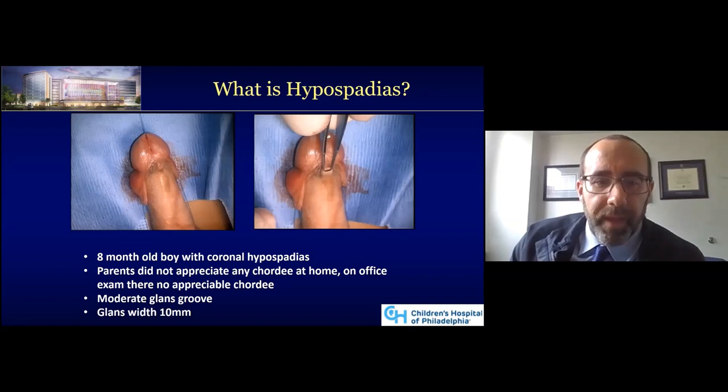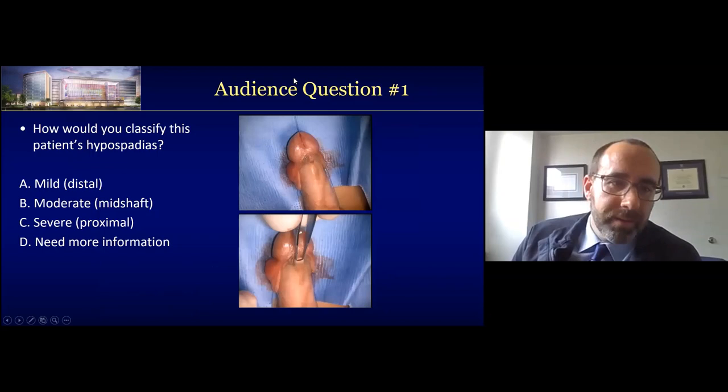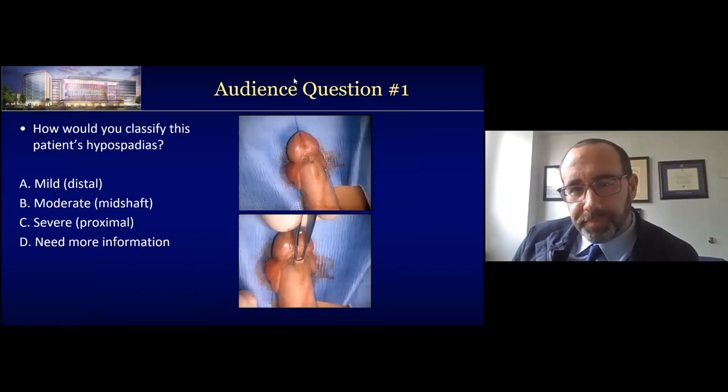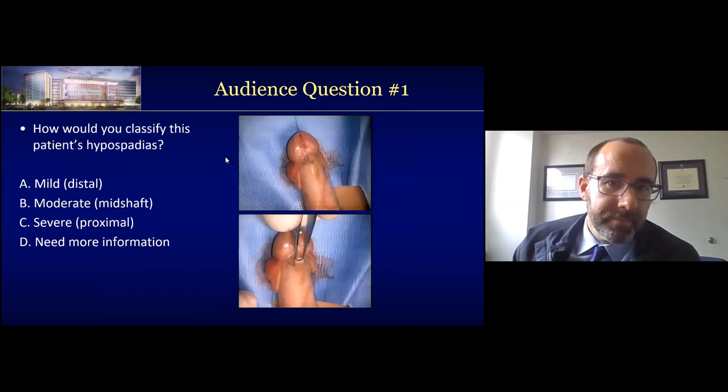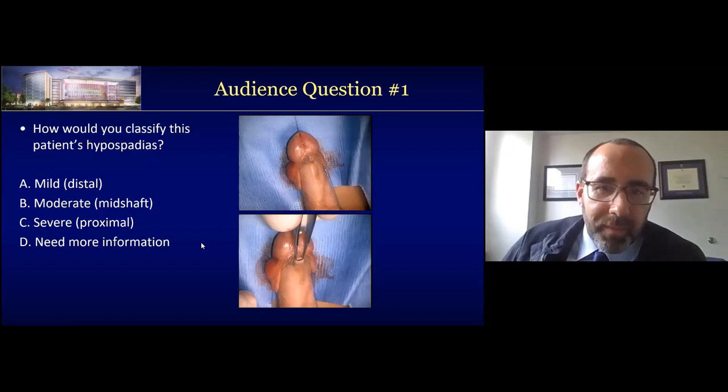So let's start this off with a pretty exciting question. How would everyone classify this patient's hypospadias? A, mild or distal; B, moderate midshaft; C, severe proximal; or D, you need more information. All right, so good. Basically 80% of people said distal, which would make sense, and 10% said more information. We'll see, they might actually be onto something here.